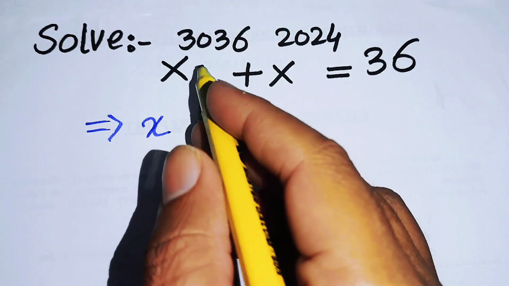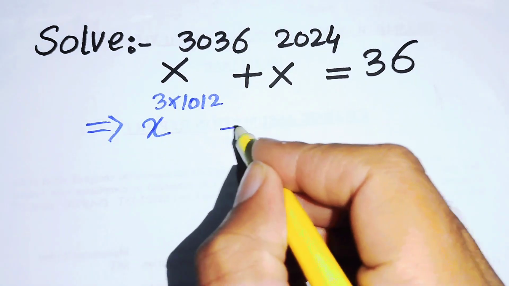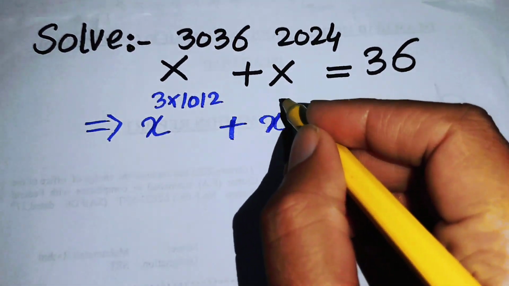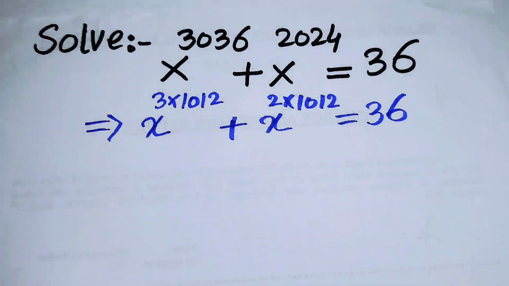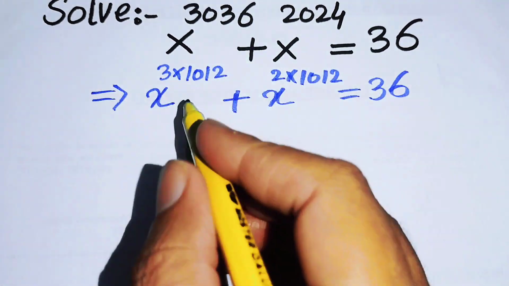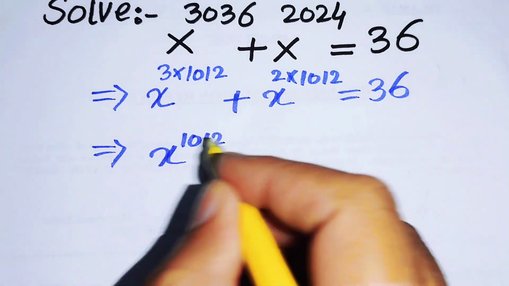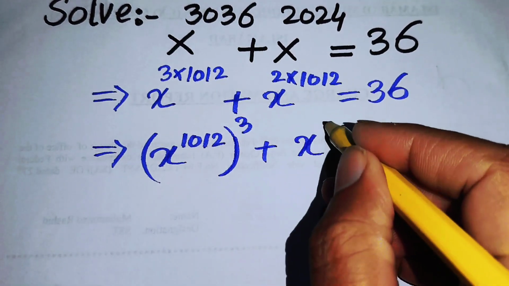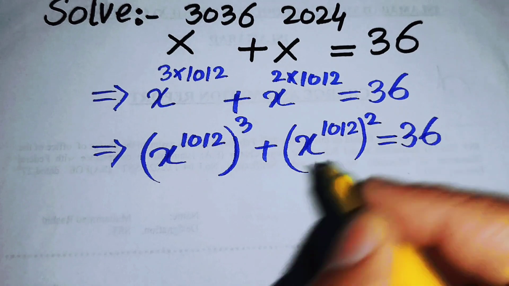Here you have x, and we can write 3036 as 3 times 1012, and similarly we will write the exponent of this x, which is 2024, as 2 times 1012, and this whole equation equals 36. In the next step we will use the nice exponential law, and we can write this expression as x to the power of 1012, whole cubed, plus x to the power of 1012, whole squared, and this whole term equals 36.